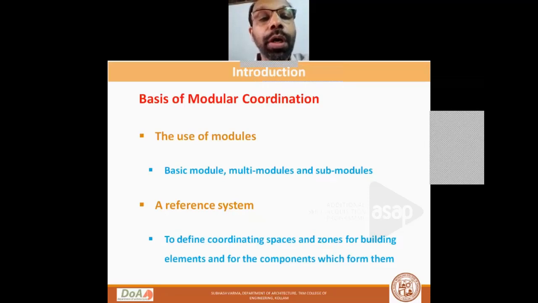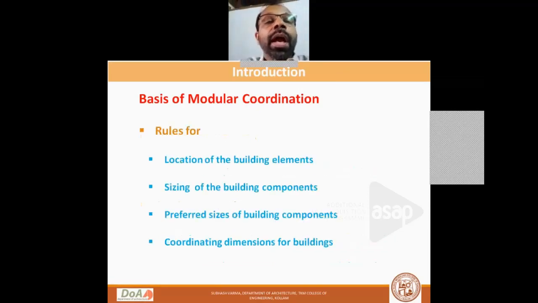And then, modular coordination is a reference system. This defines a coordinating space and zones for building elements and for the components. With the help of this modular coordination system, building spaces and building components are dimensioned and assigned a particular location. And the third aspect, or third basis, for modular coordination is a certain set of rules.